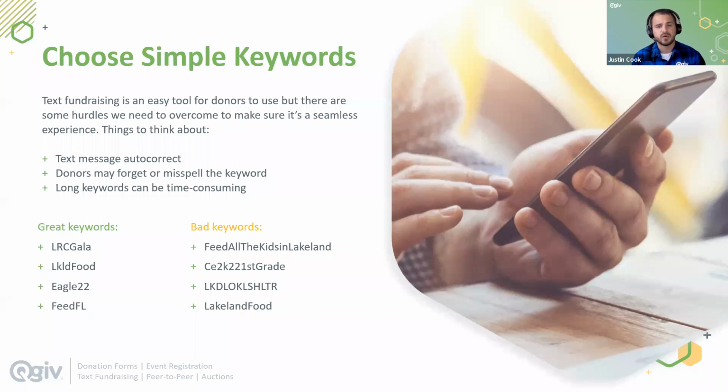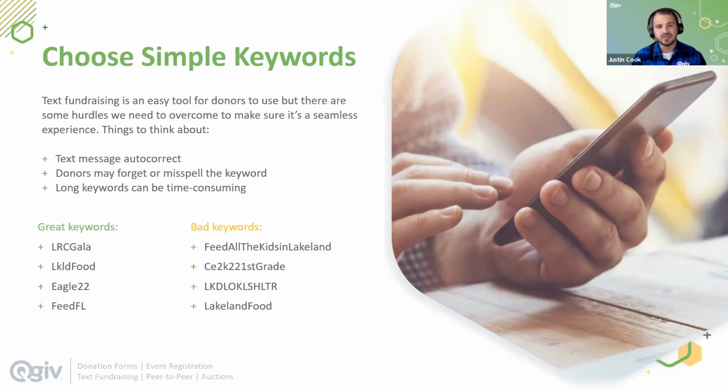Two, donors may forget or misspell your keyword. So you want to use natural text casing in your keywords. You're going to want to use acronyms where possible to keep it as short as possible. And you're going to want to tie that keyword to an event or a campaign, and even your organization as well. For example, you have all LRC Gala there as a great keyword example.